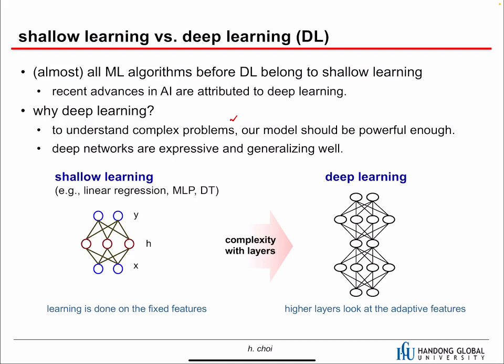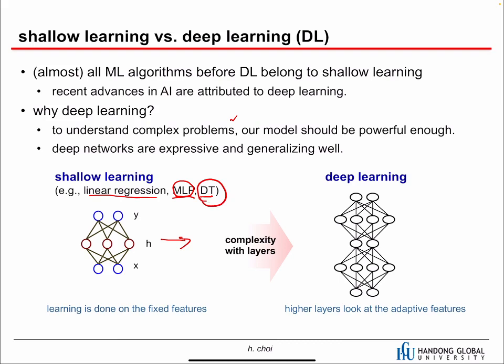But there are two different directions. When we have a neural network, we can have a bigger network in this direction, with more nodes in a layer, or we can have more layers. We're going to talk about these two approaches in the next slide. Anyway, deep networks are expressive and generalize well, so they have a lot of expressive power. An MLP, multi-layered perceptron, has one or two hidden layers. Including MLP, linear regression and decision trees, all these machine learning algorithms are shallow learning. If we stack more layers, then we can have a deep neural network.